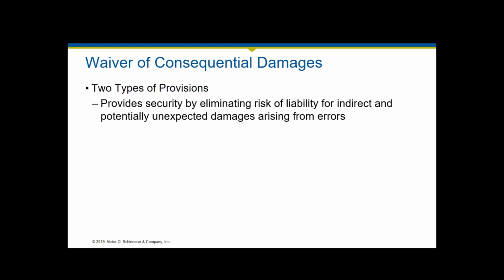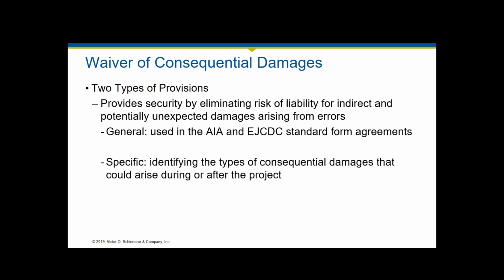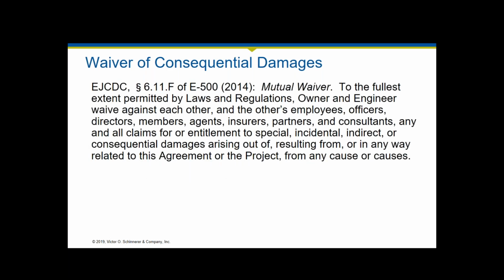So you can have two types of provisions in your contract to address consequential damages and the potentially very high damages that could result from that. You can have a general waiver of consequential damages, whereby both parties agree to waive any consequential damages that may arise. Or if you have a very specific case, you can actually identify the types of consequential damages that could arise during or after the project. And we'll look at examples of both a general and a specific waiver of consequential damages.